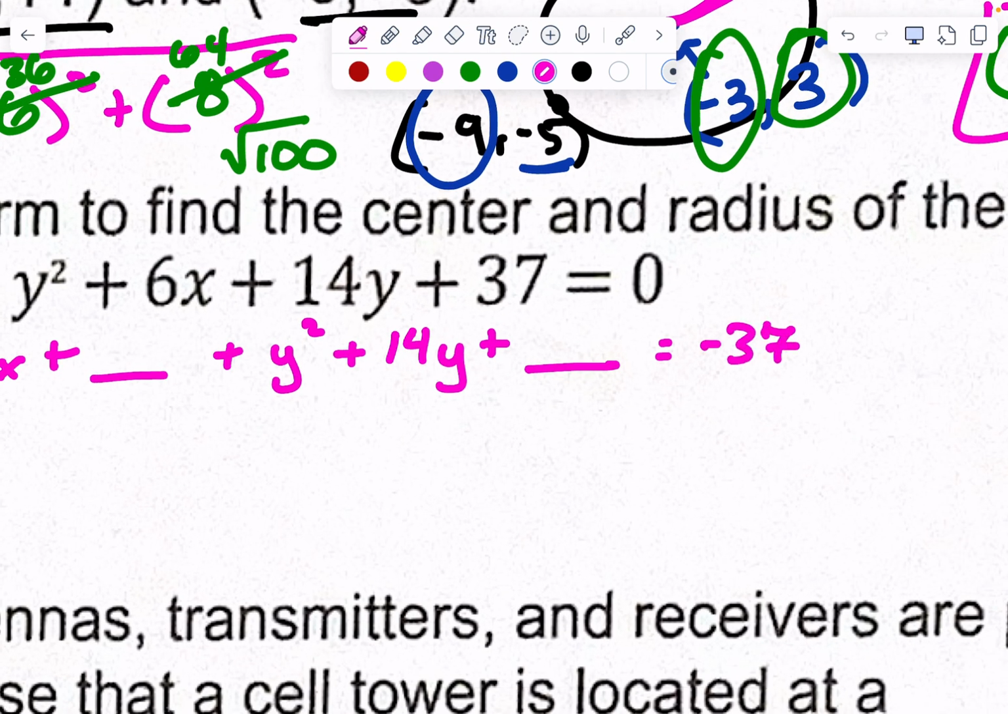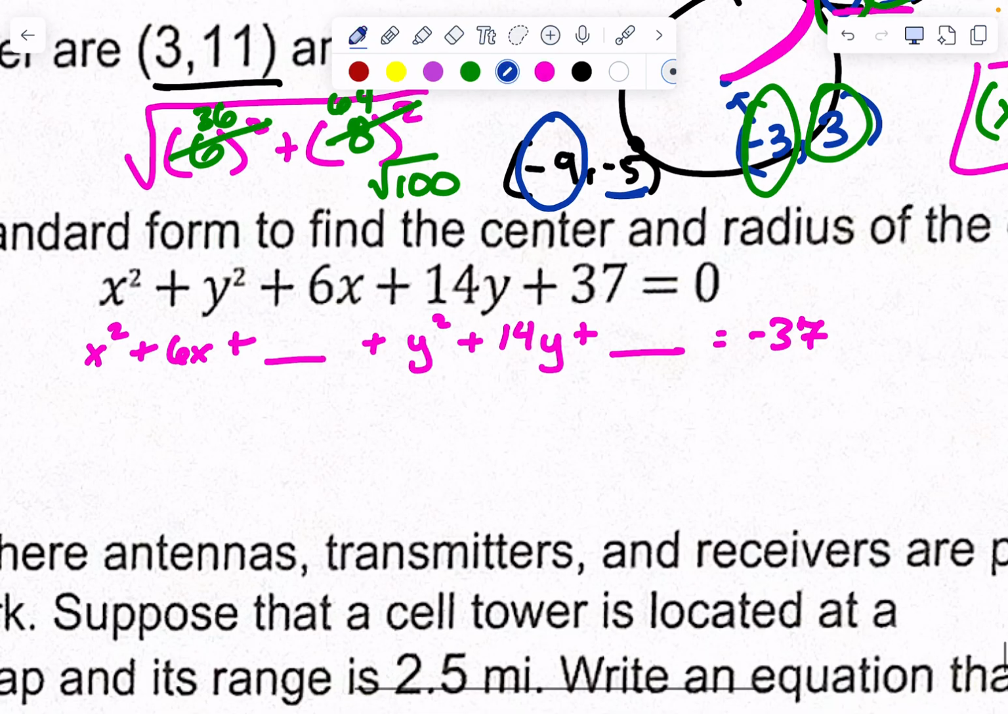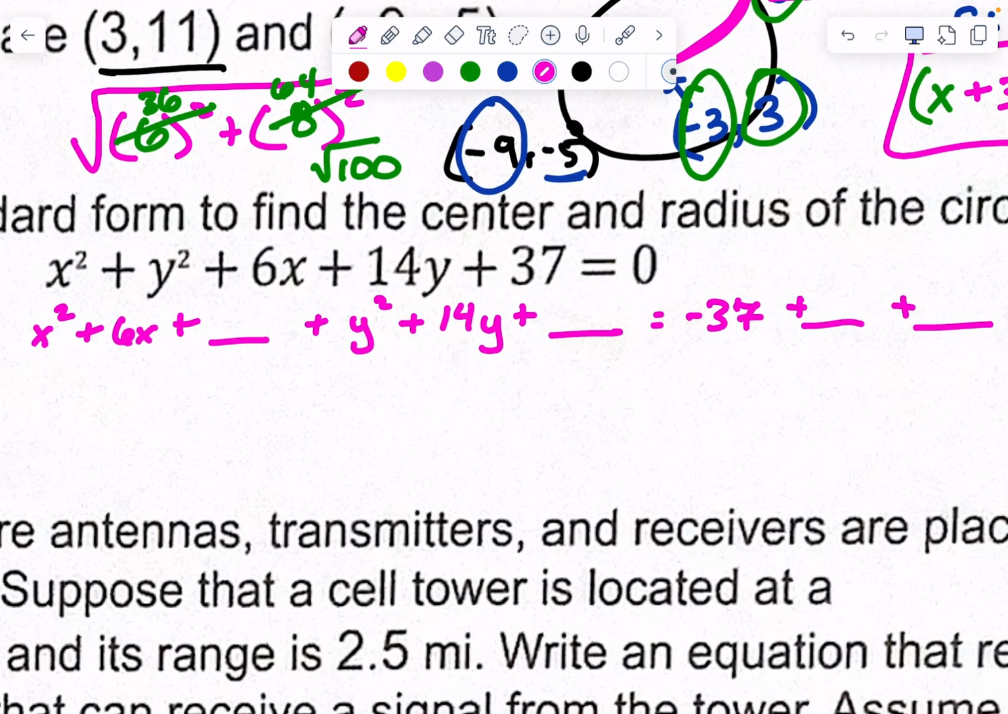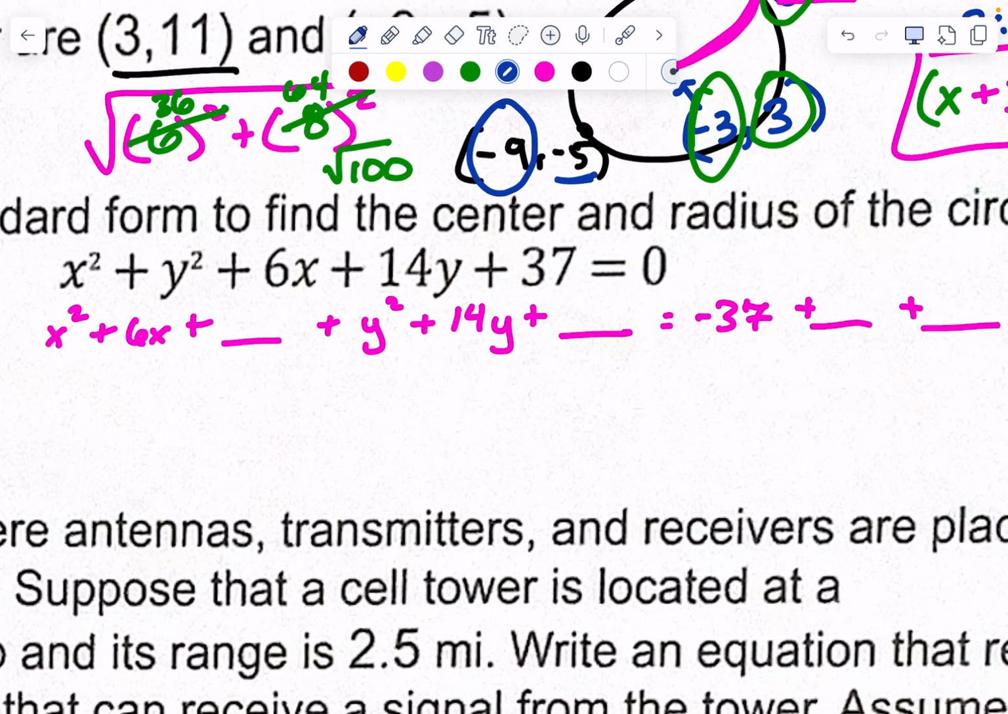I'm going to toss them to the other side. Plus blank. Okay, are we good? Oh, plus blank plus blank. Yes, we need two blanks over there. Plus blank plus blank. Okay. All right, are we good to go? This review tomorrow. Yes, we are.